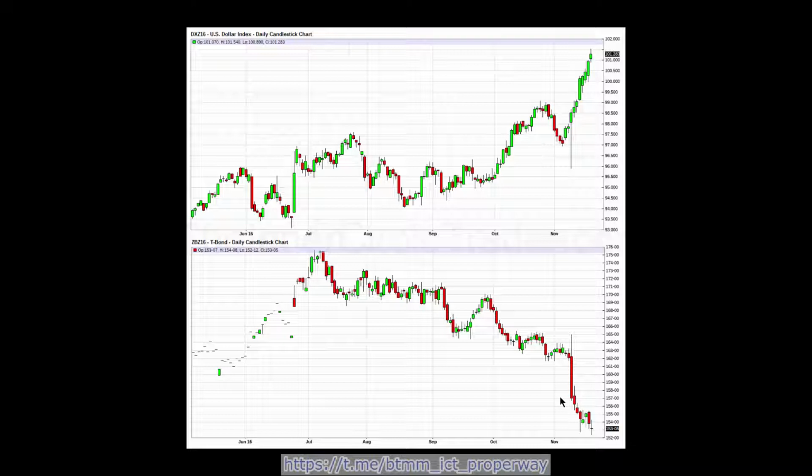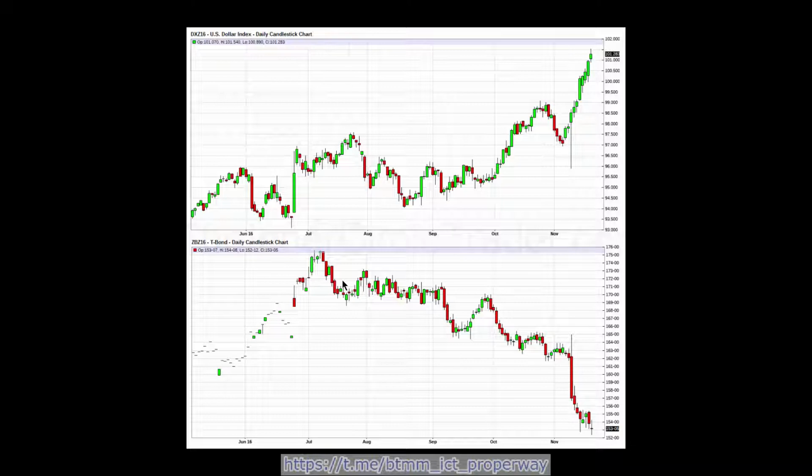But what I want you to look at is when the bond market is creating a high here, okay, at the same time that the dollar index is making a low. I want you to take a look at what's going on here. In the last week of June, we have the dollar index making a low, and the market failed to make a lower low at the same time that the bond market was making a higher high.